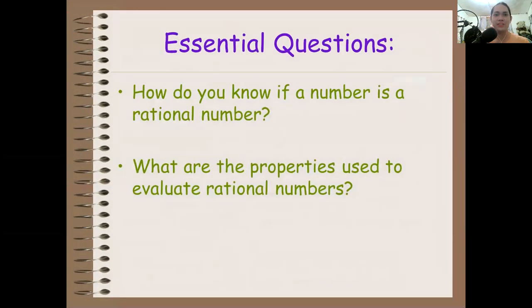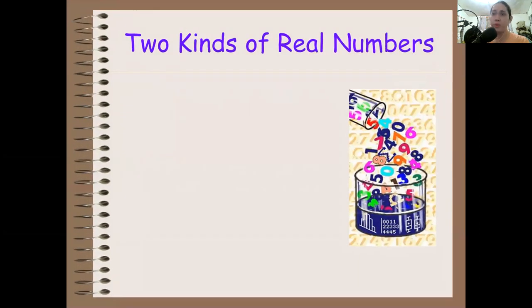So let's continue. Our essential questions in this video discussion are: how do you know if a number is a rational number? And another, what are the properties used to evaluate rational numbers? So let's continue. There are two kinds of real numbers in algebra. We have the rational numbers, and we also have irrational numbers. These are two types of real numbers. Take down note, okay?